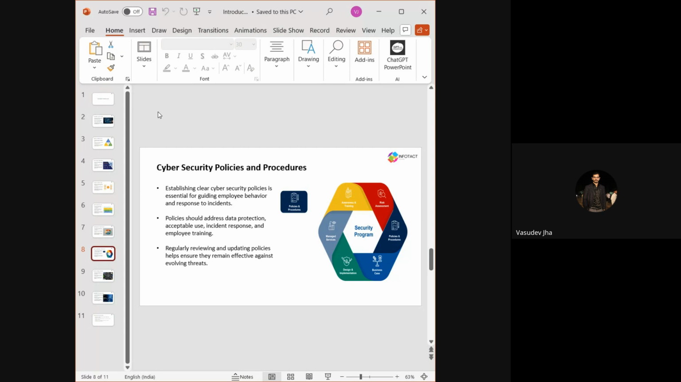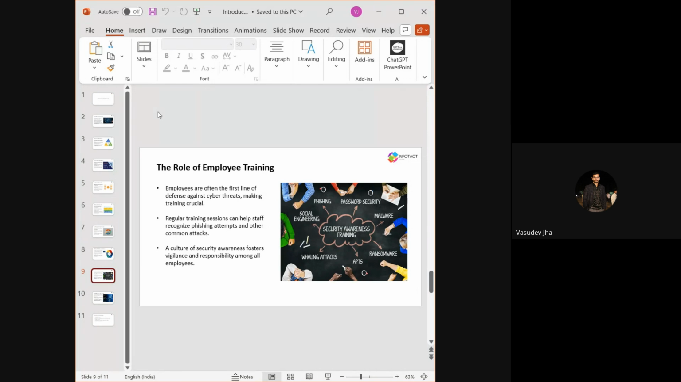Now, establishing a clear cybersecurity policy is essential for guiding employee behavior and response to threats. Policies should address data protection, acceptable use, incident response, and employee training. Regular reviewing and updating of the policies helps ensure they remain effective against evolving threats. Now we have employee training. As we all know, employees are the first line of defense against cyber threats, and that's why their training and skills matter. Their awareness of cyber security matters too.